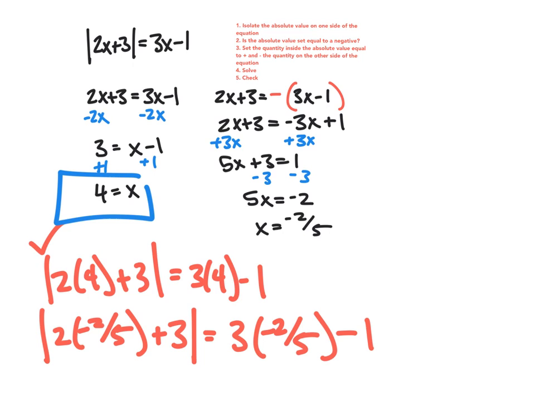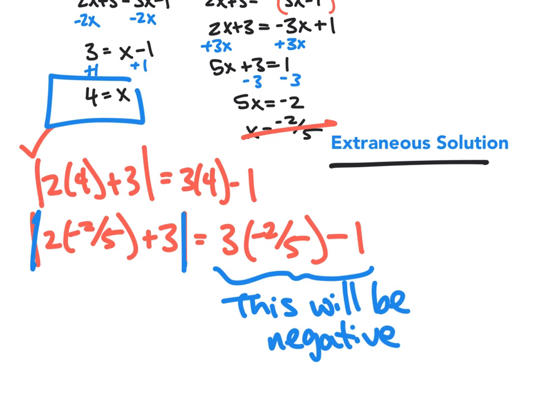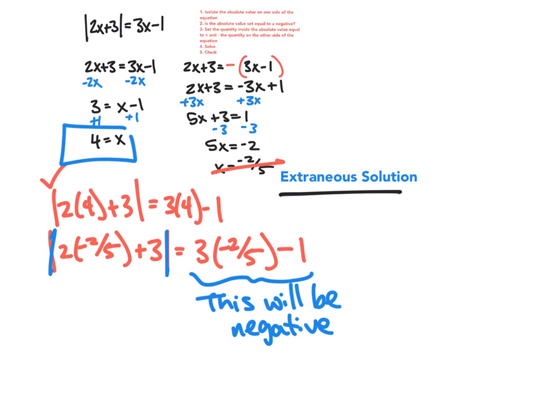Whenever I plug in negative 2/5, notice that this right side will be negative. A negative number minus 1 is going to be negative. So we didn't even have to evaluate anything, but we know that an absolute value cannot equal a negative. So this answer will not work, and we call it an extraneous solution. An extraneous solution is a solution that worked out mathematically, but it does not satisfy the original equation.